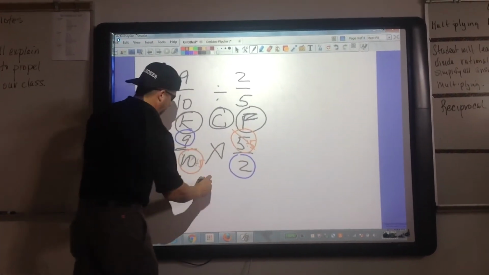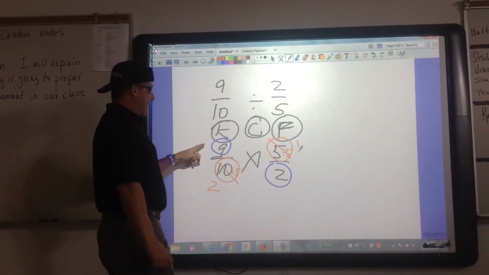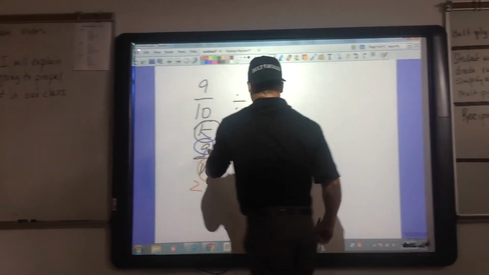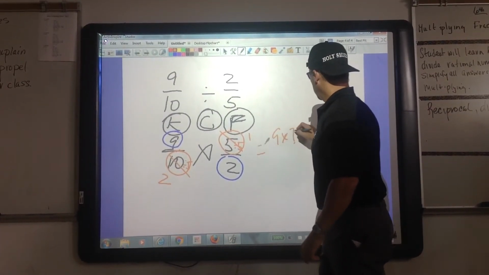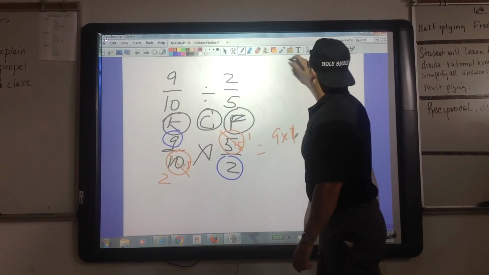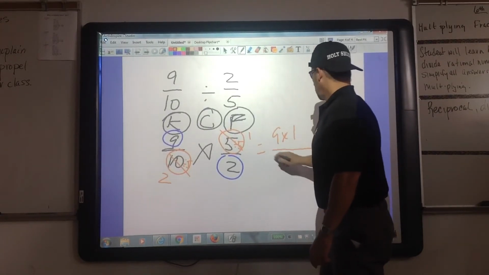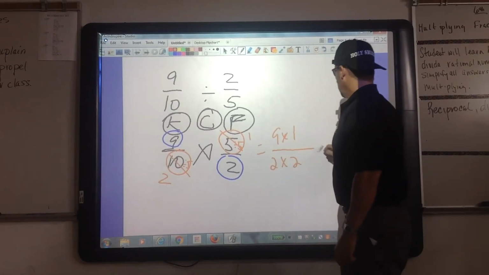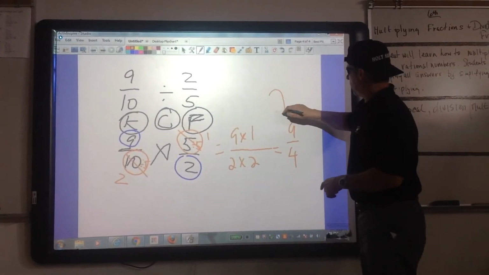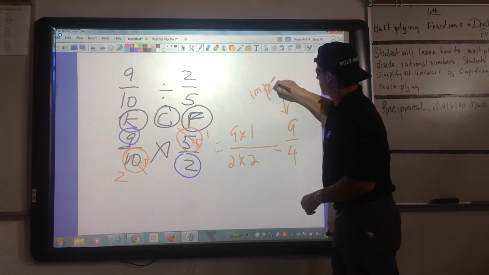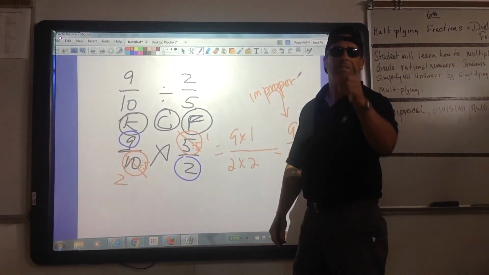10 divided by 5 is 2. And 5 divided by 5 is 1. Now I simply have 9 times 1. That's a 1. 9 times 1. And 2 times 2, which gives me 9/4. Everybody should know this is an improper fraction. So how do we simplify an improper fraction?